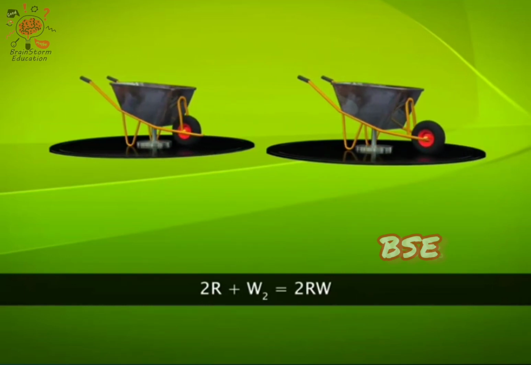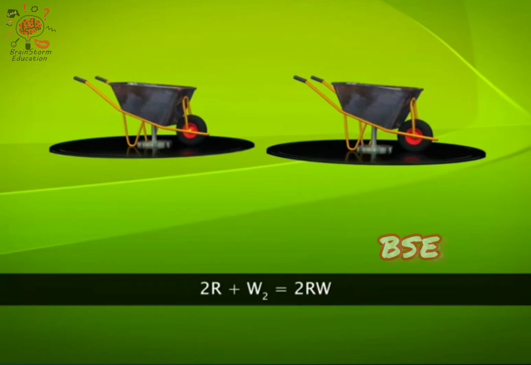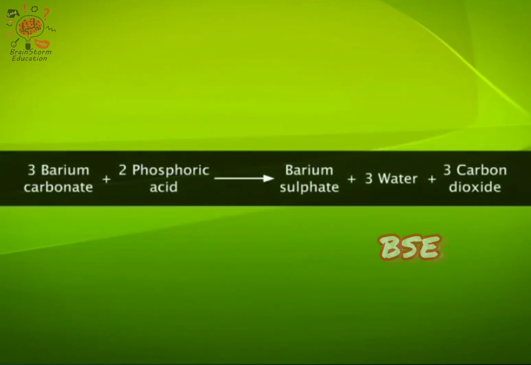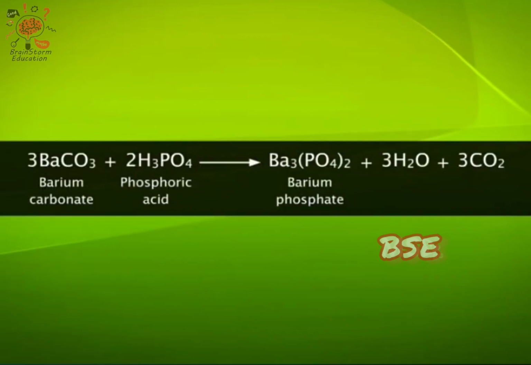We can balance chemical reactions in the same way. This is an example of a word equation. In order to handle the number of moles of reactants and products numerically, it would be convenient to represent them in a symbolic equation.